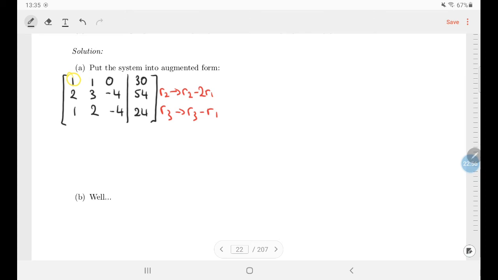So if we do those things, I get 1, 1, 0, 30. And then let's look at row 2. So it's 2 minus twice 1. 2 minus 2 is 0. 3 minus twice 1, 3 minus 2 is 1. Minus 4 minus twice 0 is minus 4 minus 0 is minus 4. And 54 minus twice 30 is 54 minus 60, which is minus 6.